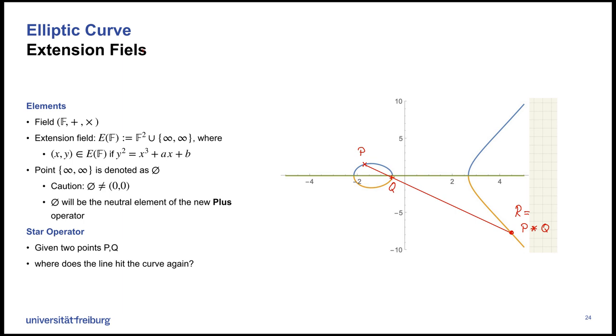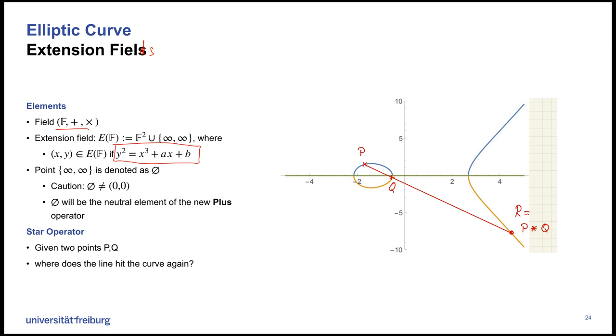So we define extension fields, there's a D missing here, in such a way. We look at a field with operations plus and multiplication, and all the points in this field satisfy this equation. And this could also be modular a prime number, but we just do this for real numbers at this point.